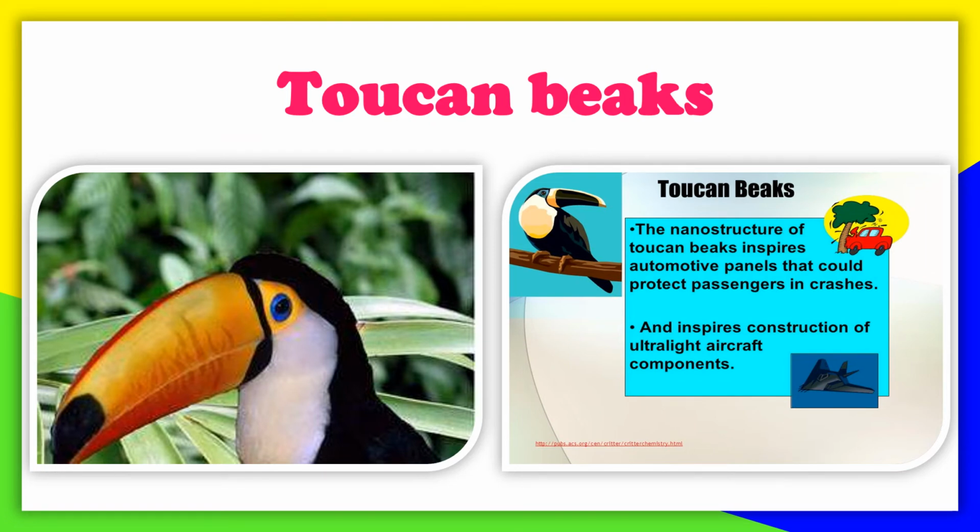Toucan beaks. This is also an interesting nano in nature. The exterior of the toucan beak is made up of overlapping nano-sized tiles of keratin, the same protein that makes up our hair, fingernails, and horn. The interior of the beak is a rigid foam made of a network of nano-sized bony fibers connected by membranes. This allows the beak to absorb high-energy impacts.